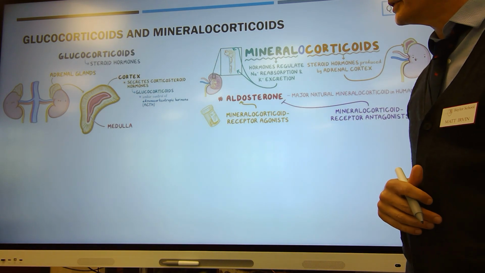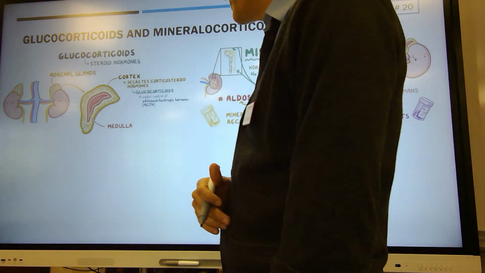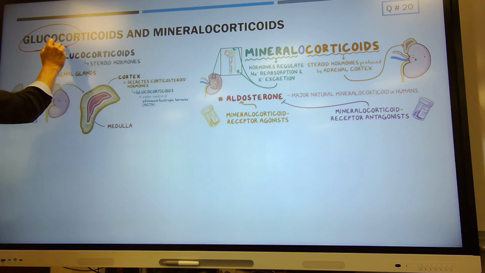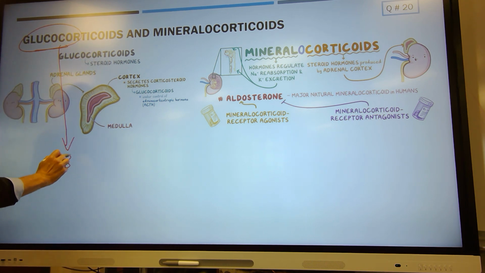All right, glucocorticoids, mineralocorticoids, these are in response to stress. Glucocorticoids, blood sugar.